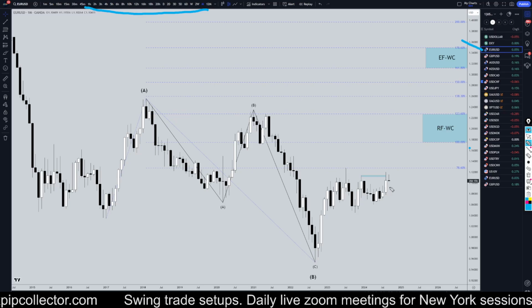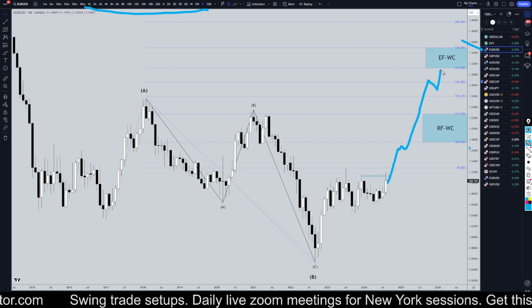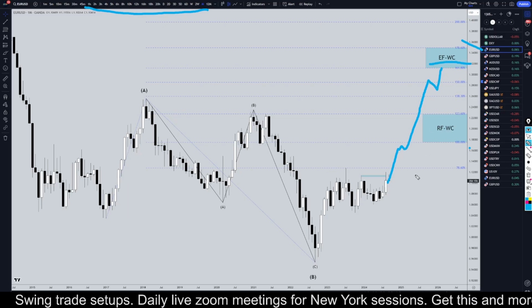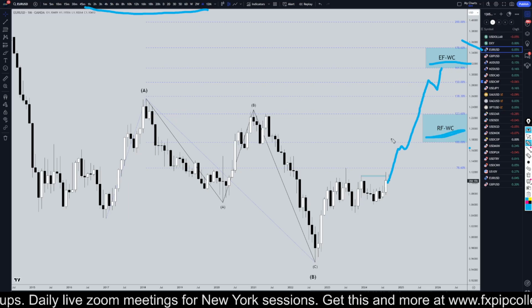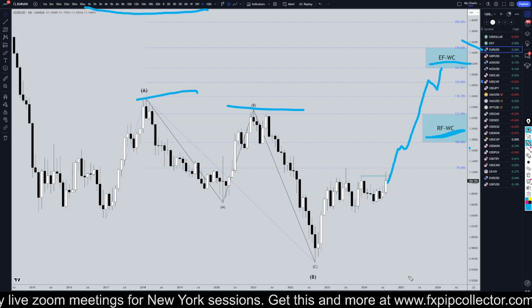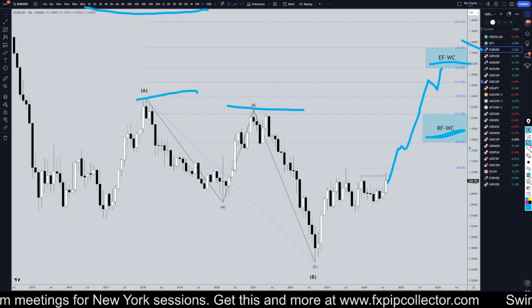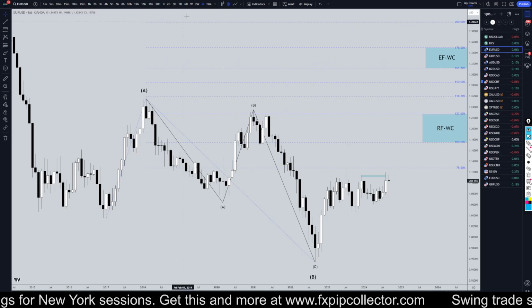So, on the Euro dollar monthly, I was still thinking this is either going to be an expanding flat wave C, which would bring us all the way up here, or possibly a running flat wave C, which would make a lower high, lower high, lower high. Either scenario should lead to a really big uptrend, especially on shorter time frames.